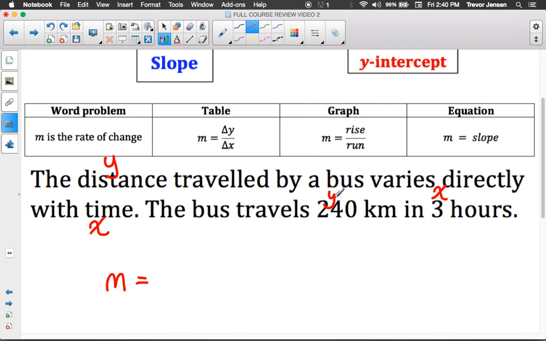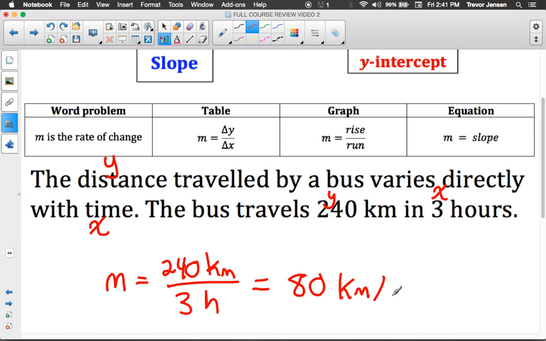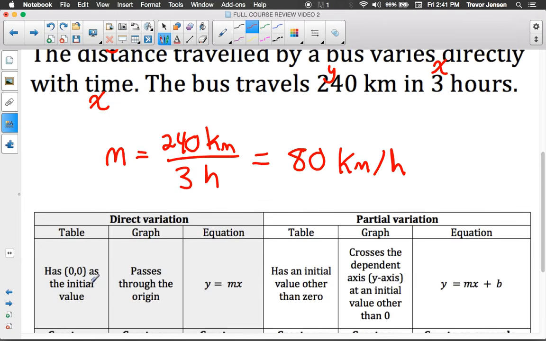We do our change in y, which is 240, and in this case, kilometers. And we divide it by our change in x, our independent variable, which is time, so 3 hours. If we do this division, it'll tell us how many kilometers the bus travels for every 1 hour, and that's our rate of change. We always need to know what is y changing by for every 1 unit increase in x. So 240 divided by 3, that gives us 80 kilometers per hour. So the bus is going 80 kilometers per hour. That's our m, that's our rate of change.